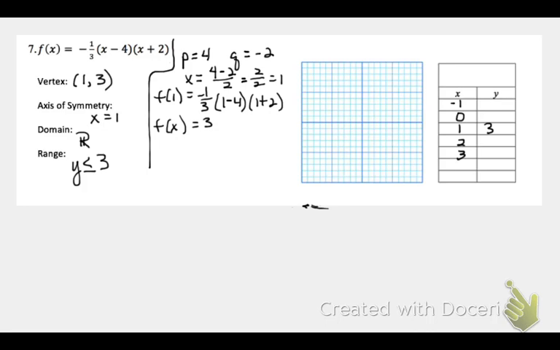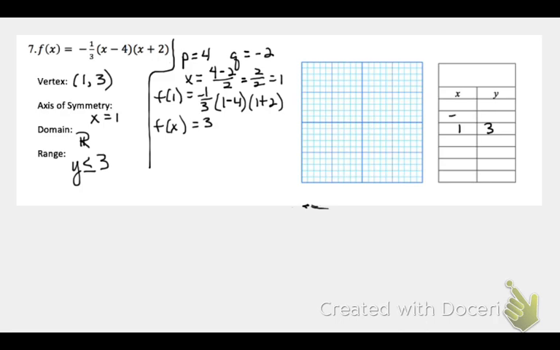Your axis of symmetry is the x value of the vertex. In equation form, it's x equals 1. Your domain will always be all real numbers. And since this graph opens down because of the negative out front, your range is y is less than or equal to 3. So now we can place in our table actually our x-intercepts and our vertex, and we can use those 3 points to graph.